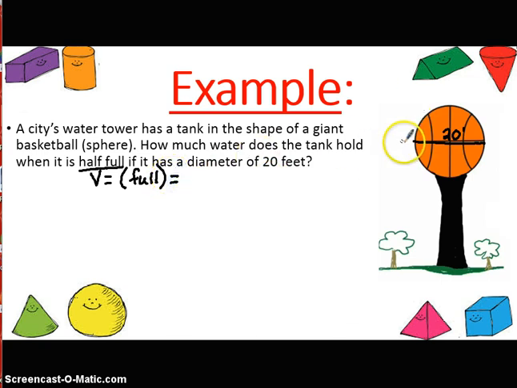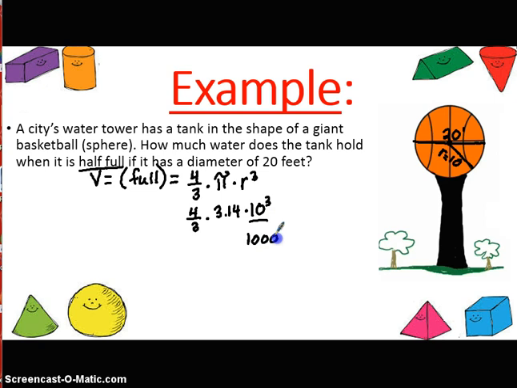So the volume of a full sphere is 4/3 times pi times the radius cubed. Now remember, cube means to multiply by itself 3 times. Our problem does not explicitly tell us the radius, but it does tell us the diameter. And we know that the radius is half of that, so we know that the radius is 10. So we have 4/3 times 3.14 times 10 cubed. 10 cubed means 10 times 10 times 10. 10 times 10 is 100, times 10 is 1,000. So we have 4/3 times 3.14 times 1,000.